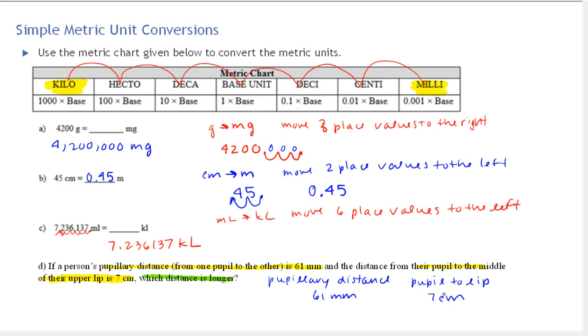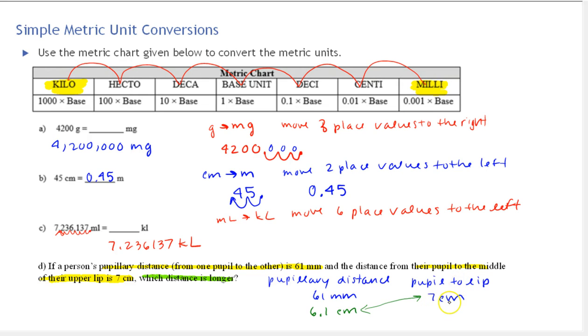And we have two options here. We can write millimeters in terms of centimeters and compare those values, or centimeters in terms of millimeters and compare those. I say we do both. So 61 millimeters, to change millimeters to centimeters, we'd move 1 decimal place to the left. So this is 6.1 centimeters. If we compare 6.1 centimeters to 7 centimeters, we can see that this distance is larger. We'll write that in just a second.